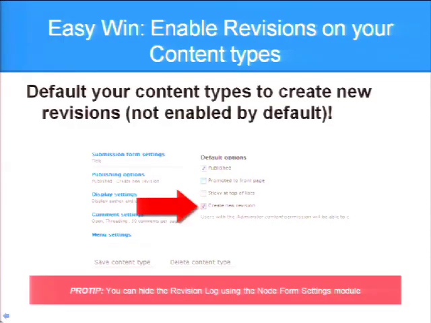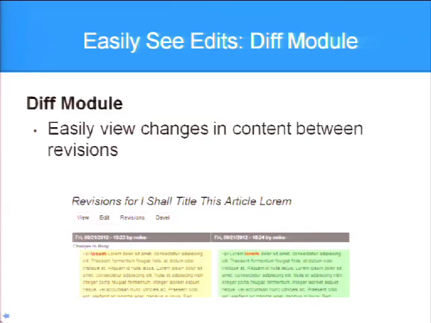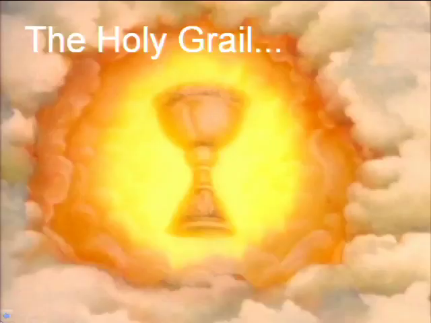All right, so this is super easy right here. By default, well, it's not enabled by default, but when I create a content type, I always select create new revisions. And this has saved my butt several times, you know, people screwing stuff up and, you know, just revert. And with that is the diff module. You guys, who here uses a diff module with revisions? That's pretty cool. So I think that was maybe half of you. So the diff module will just show you the difference, which is, I mean, how awesome, how great is that? It's super easy. So getting into the holy grail.